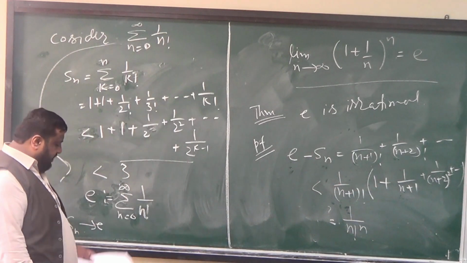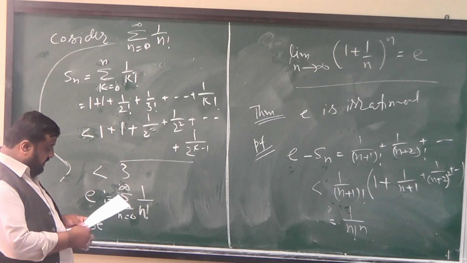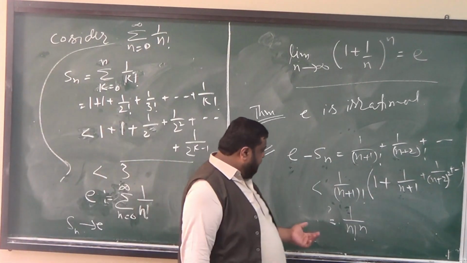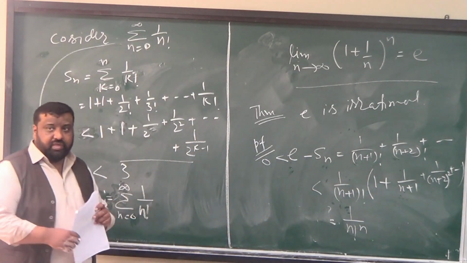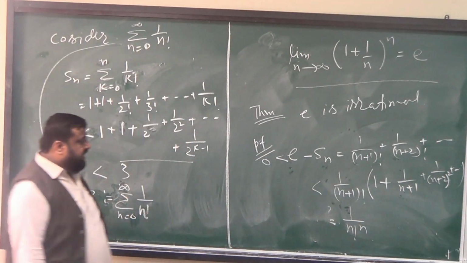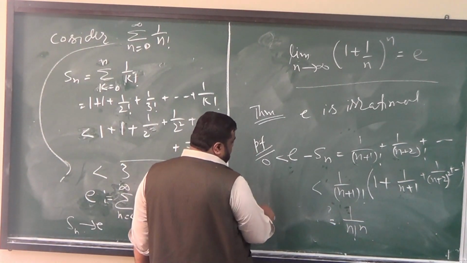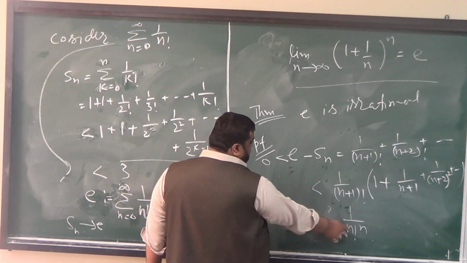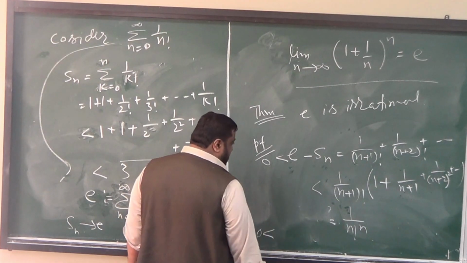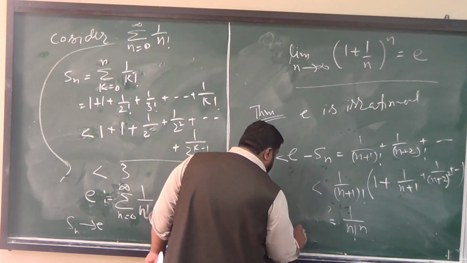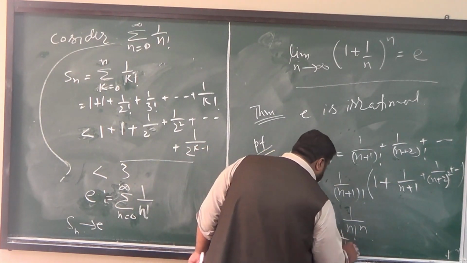Then we have something very interesting. I know that this number is bigger than 0. Agree? And therefore, if I multiply this whole inequality, what we get is 0 less than e minus S_n is smaller than 1 over n factorial times n. So this means that 0 is less than n factorial times (e minus S_n), which is less than 1 over n.